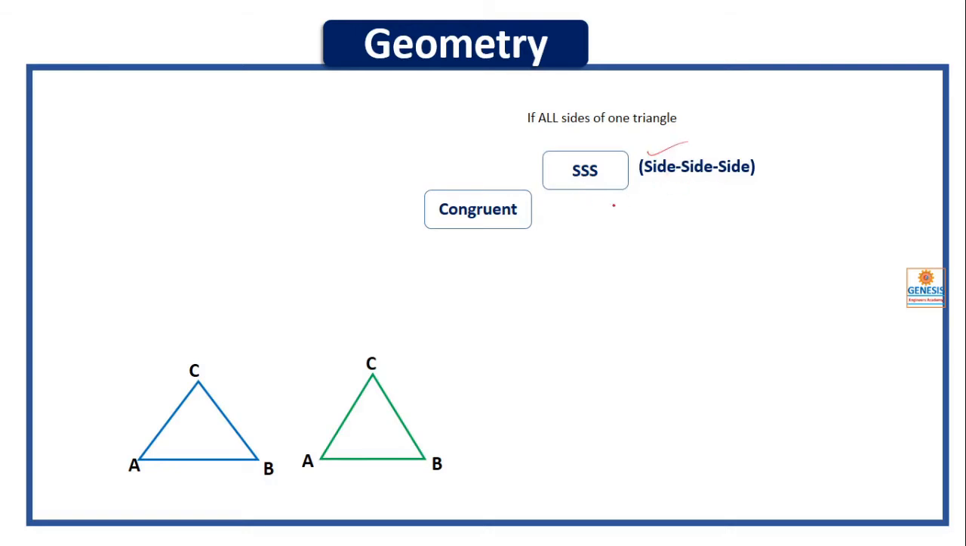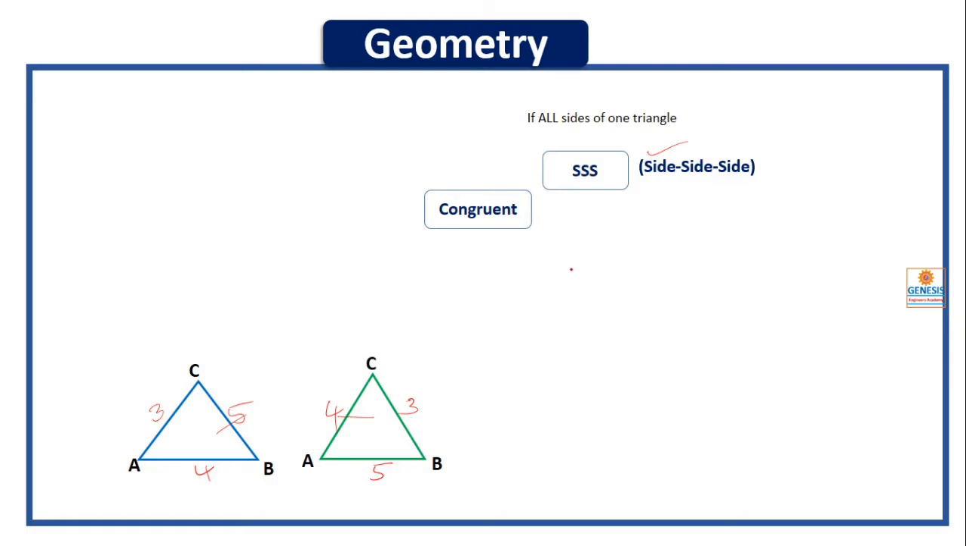This means AB, AC, BC are equal to the corresponding sides, that is, if one is 3, another is 4, another is 5, like that. If they have equal sides, then we call these two triangles congruent. So the first relation is SSS.